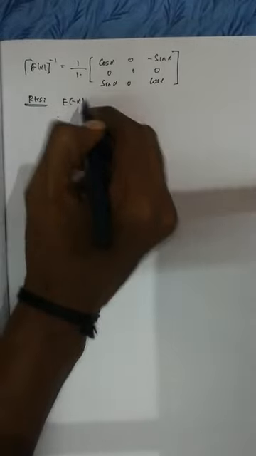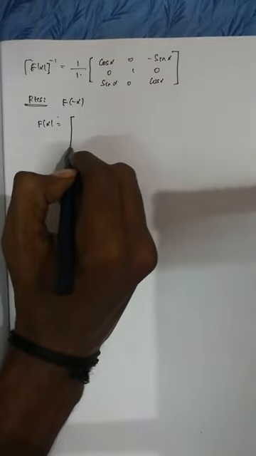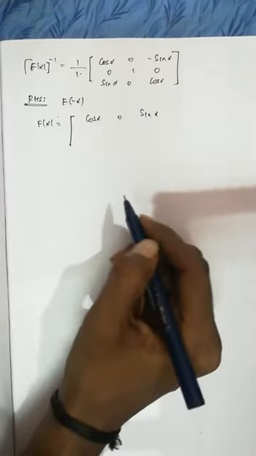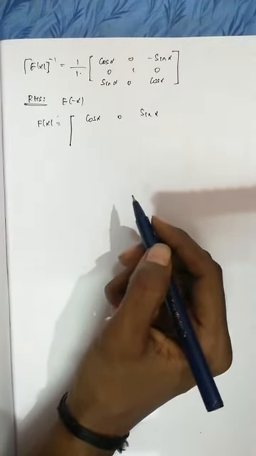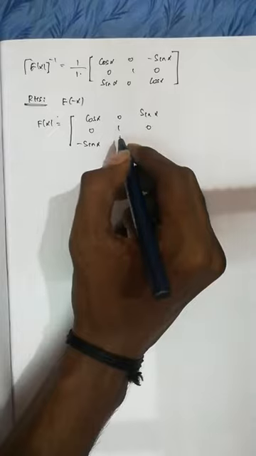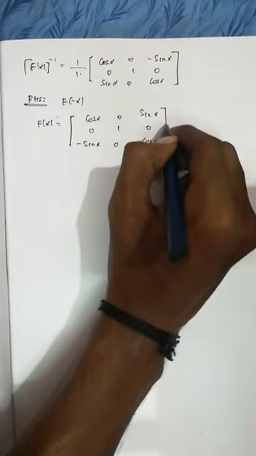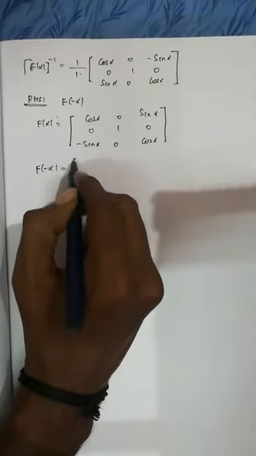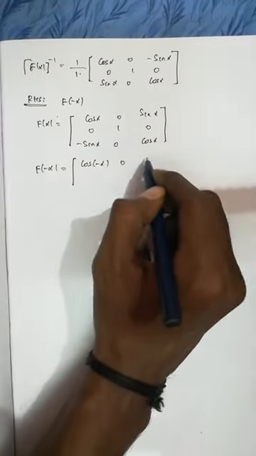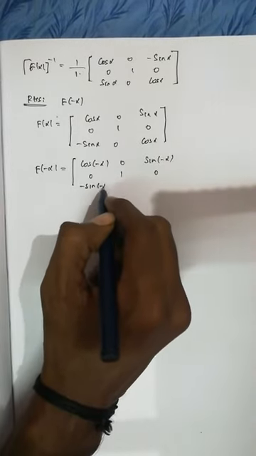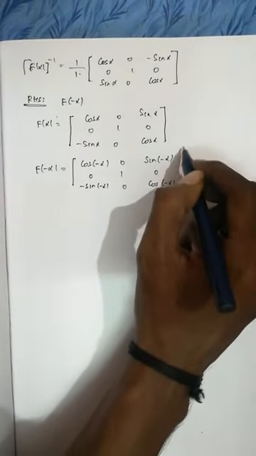Then I want to find the RHS. RHS is f of minus alpha. So I have f of alpha, given in the question, which is cos alpha 0 sin alpha and 0 1 0 minus sin alpha 0 cos alpha. Now in place of alpha I have to put minus alpha. So f of minus alpha is equal to cos of minus alpha 0 sin of minus alpha 0 1 0 minus sin of minus alpha 0 cos of minus alpha.